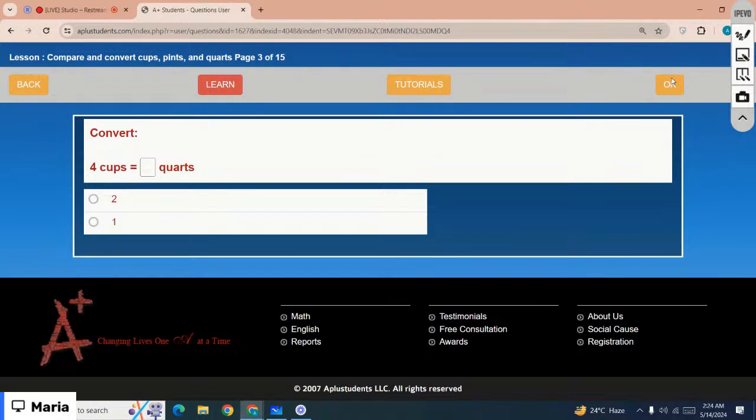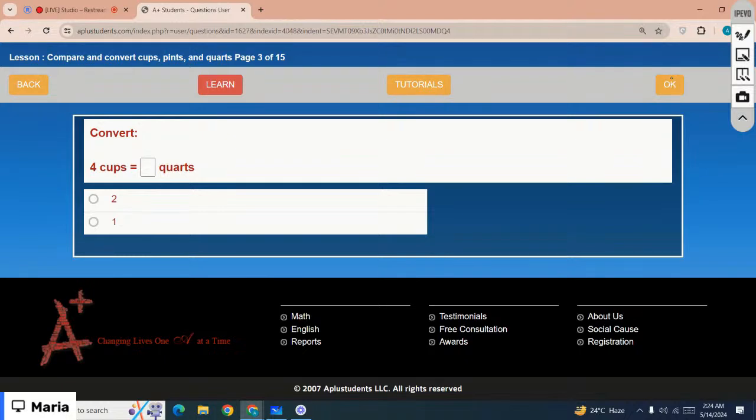4 cups equal how many quarts? You guys can please focus on the lesson we are on right now, right? And yes, I have a child.